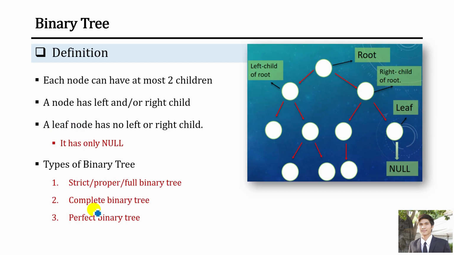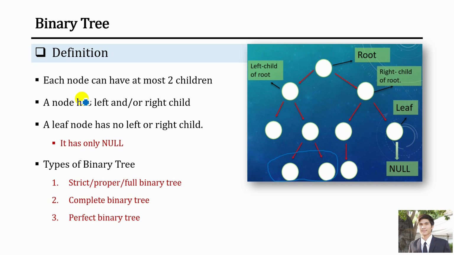Next, what is a binary tree? A binary tree is normally a kind of tree that has at most 2 children. Children are those nodes that have the same parent. Maximum it has only 2. It cannot have 3 or 4. It has 0, 1, or 2. A node can have a left and or a right child. So together here you have 2, you have 0, or you have only 1 on the right.